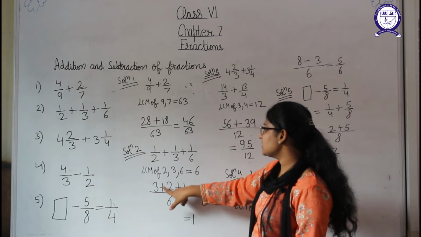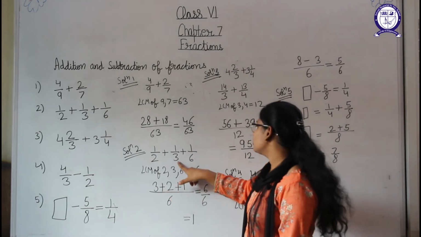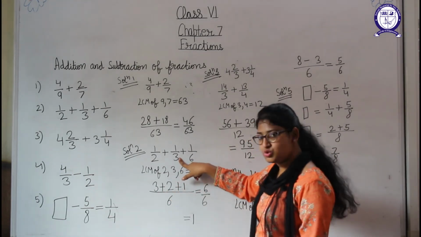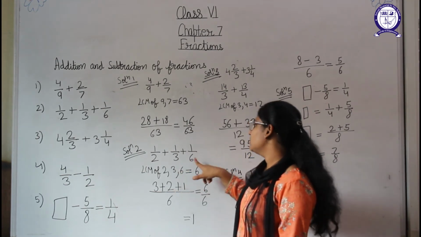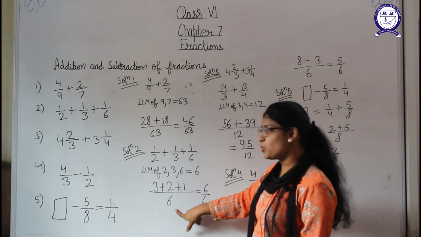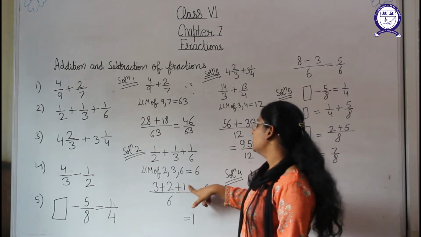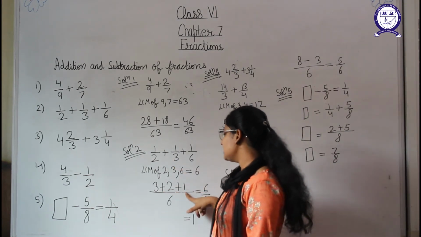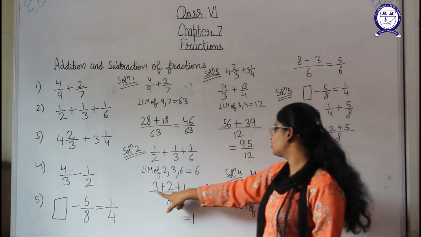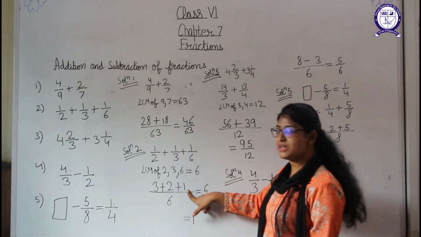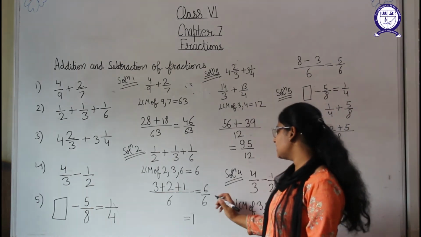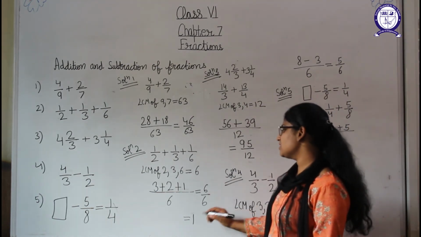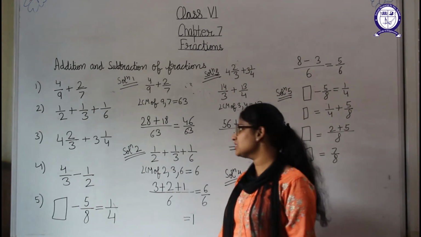Here the addition sign is here, so I am putting the addition sign. Now 6 divided by 3 is giving us 2, and 2 ones is 2. Now the addition sign is here. Now 6 divided by 6 is giving us 1, and 1 one is 1. Now we will add these 3 numerators. So 3 plus 2 is 5, and 5 plus 1 is 6. So 6 by 6 is our answer, and if we cut them, 6 ones and 6 ones, we are getting 1 as our answer.